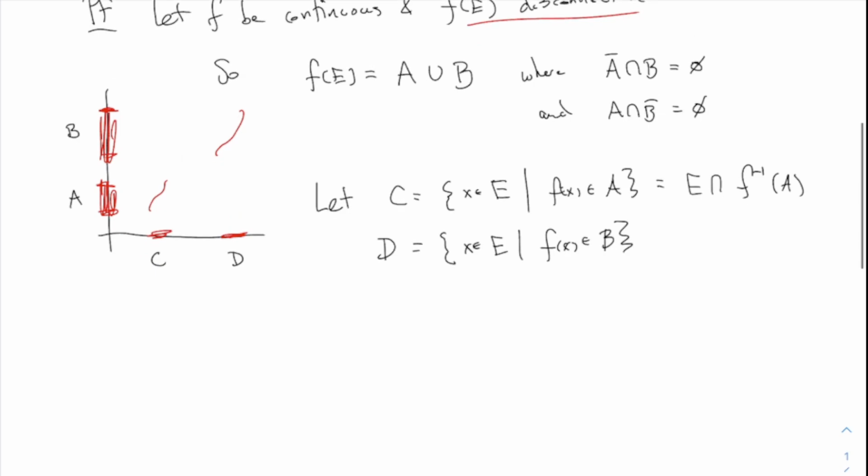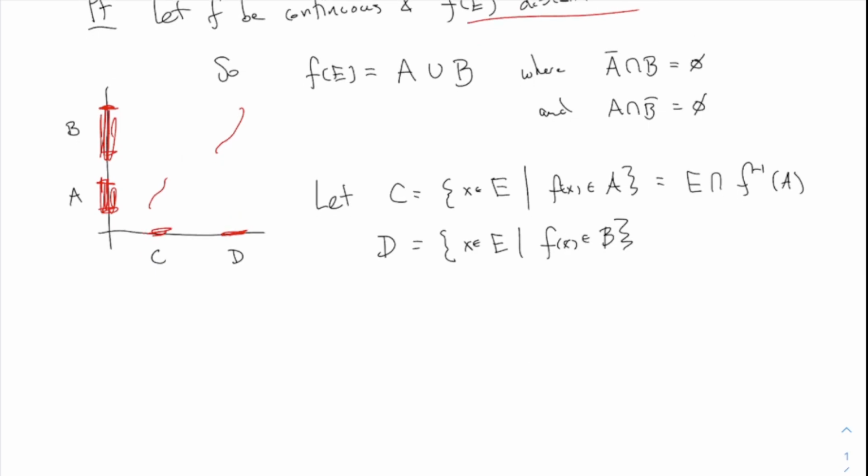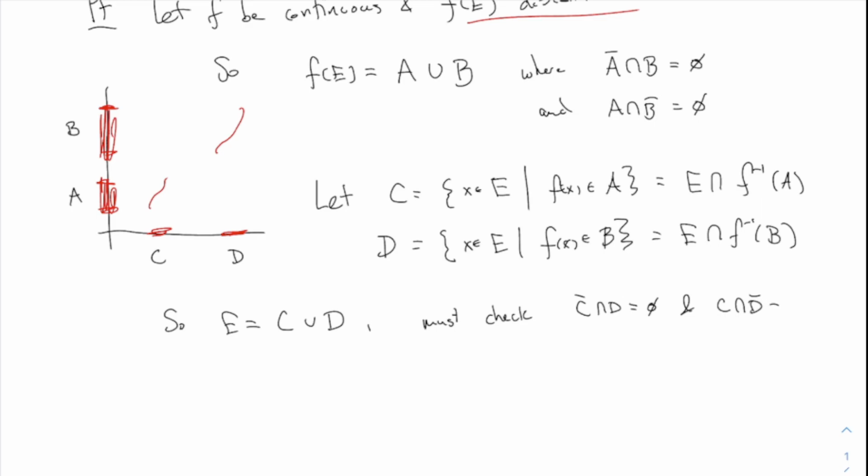So I think it's clear enough. You can tell that E really is the union, C union D, because either way, we're taking the points from E. They either go into A or they go into B. And so E really is the union of these two sets. All right? And what about the intersections? So we must check, and hopefully this will work out nicely. We must check that C bar intersect D is empty and C intersect D bar is empty, right?